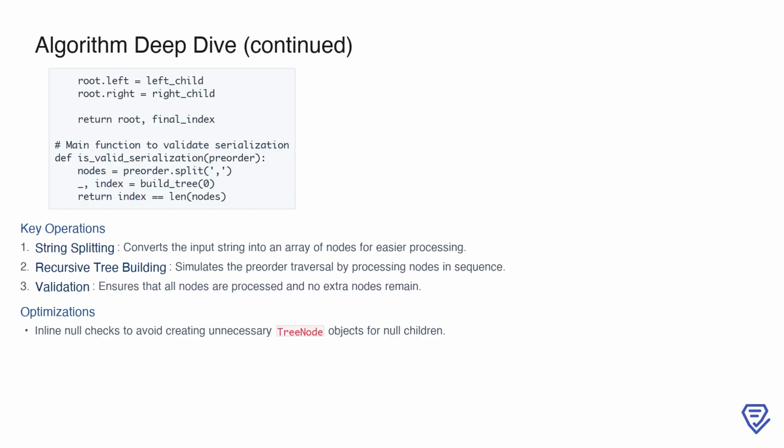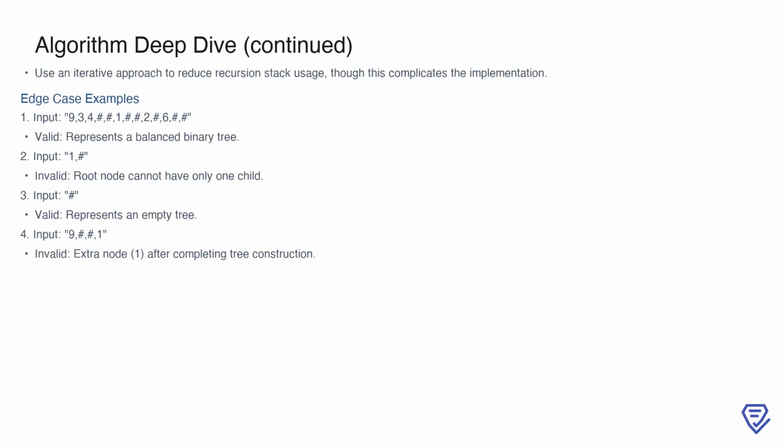To optimize this process, null checks can be handled inline to avoid creating unnecessary tree node objects for null children. This helps improve efficiency without altering the overall logic. Another optimization involves replacing the recursive approach with an iterative one to reduce the space used by the recursion stack. However, this can make the implementation more complex and harder to follow.